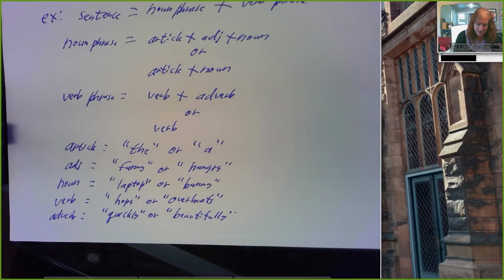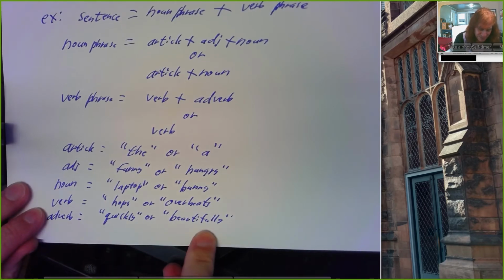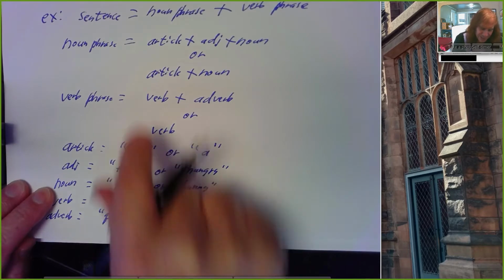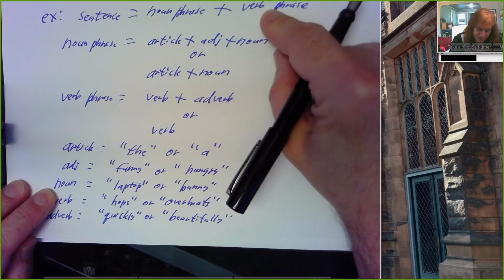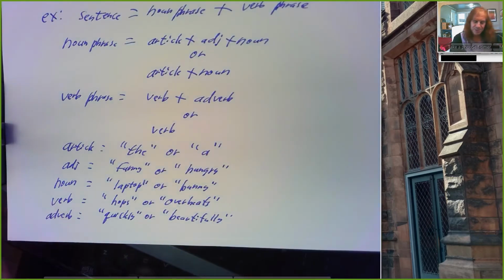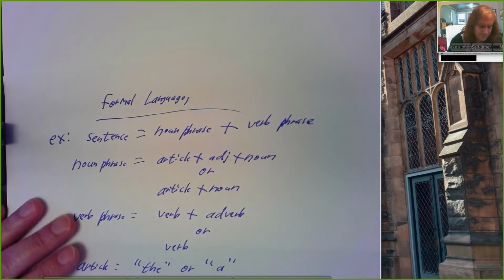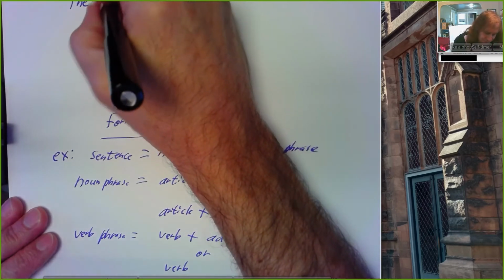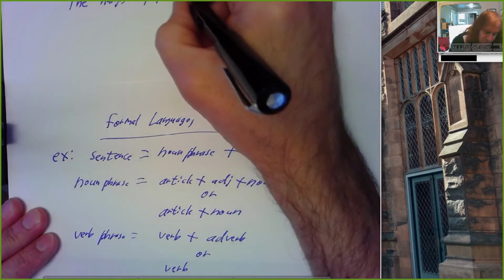So one way to do this is to start from the bottom and say, okay, an adverb is beautifully, and a verb is overheats, and a noun is laptop. And so my noun phrase will be the, followed by laptop, so the laptop. And my verb phrase will be overheats, followed by the adverb beautifully. So the laptop overheats beautifully, and that's a sentence. The hungry laptop overheats beautifully.